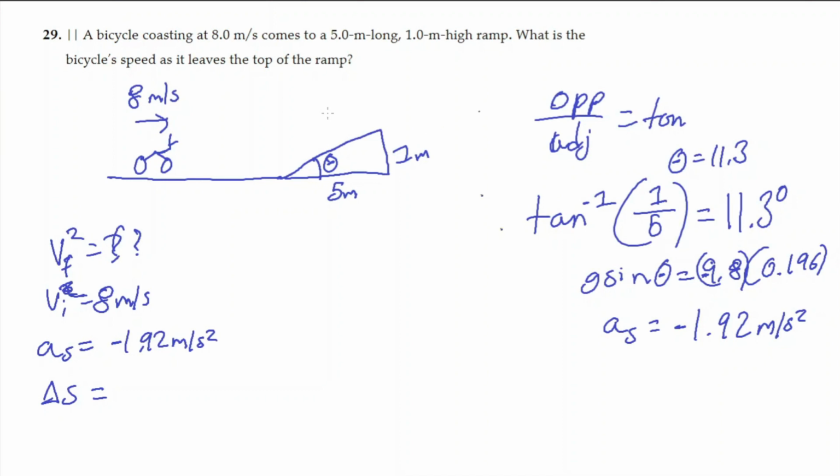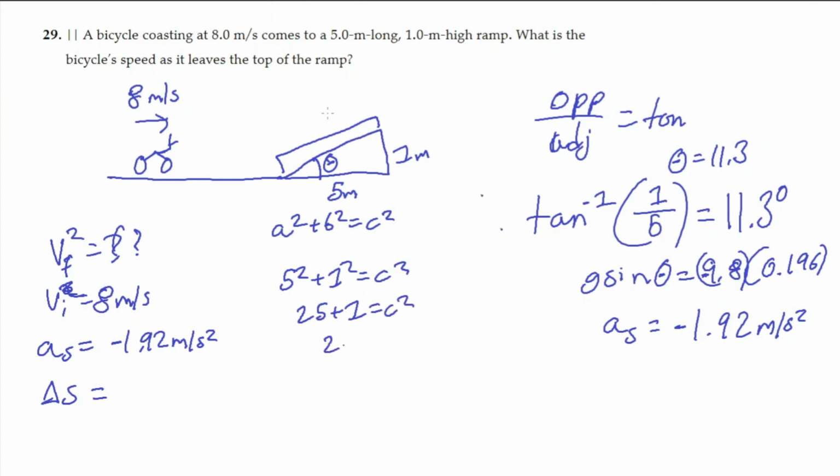We can just figure out that using a squared plus b squared equals c squared. We want to figure out this length right here. So we're going to have 5 squared plus 1 squared is equal to c squared. So that's going to be 25 plus 1 is equal to c squared. 26 is equal to c squared. So that means c is equal to square root of 26. So delta S is going to be square root of 26.